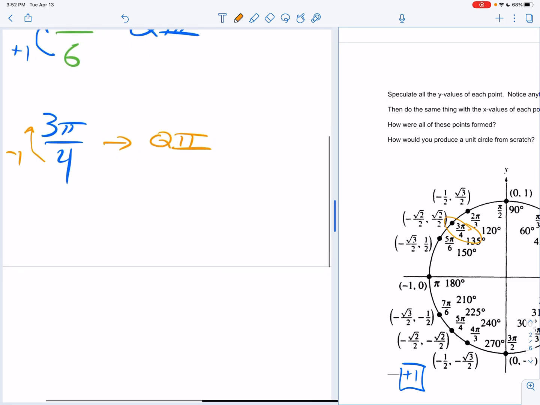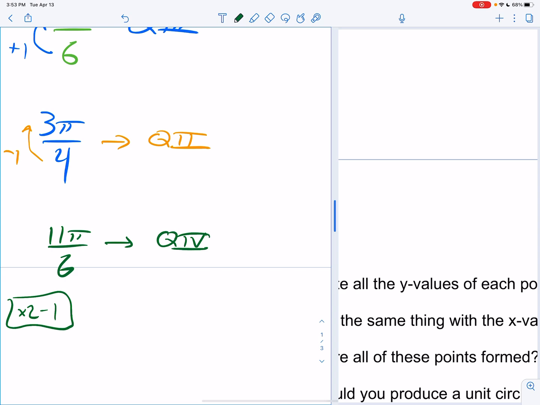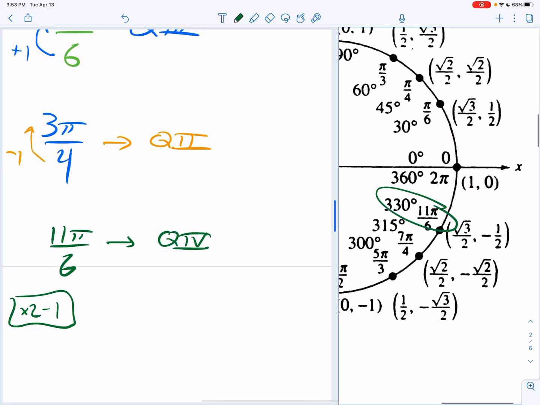So here's another one. What if I told you 11 pi over 6? Okay. So right here, 11 is, because I've done this before, definitely twice 6 minus the 1. This is following the double -1 pattern. So I know that that's definitely in quadrant 4. Okay, that's right over here in quadrant 4.